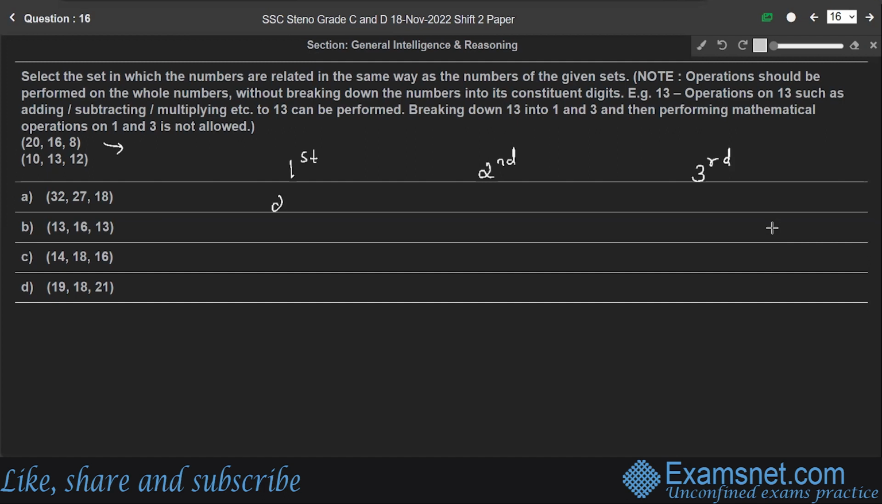The first number is 20, second number is 16, and the third number is 8. Here, the second number can be written as 20 plus 8 divided by 2, which is 28 by 2, which is 14, plus 2 is 16. Therefore, the second number can be written as first number plus third number, whole divided by 2, plus 2.